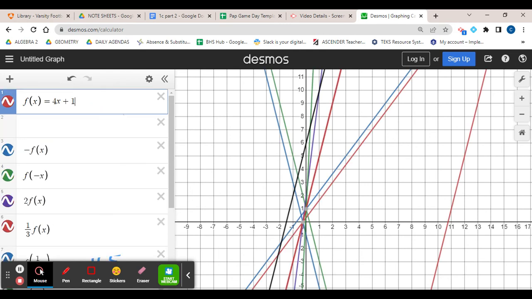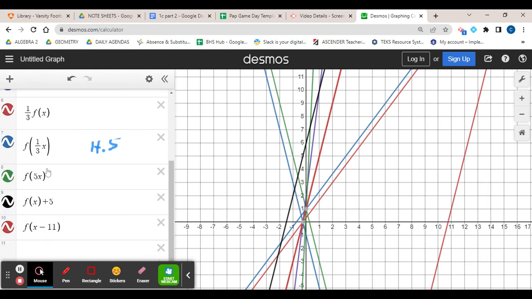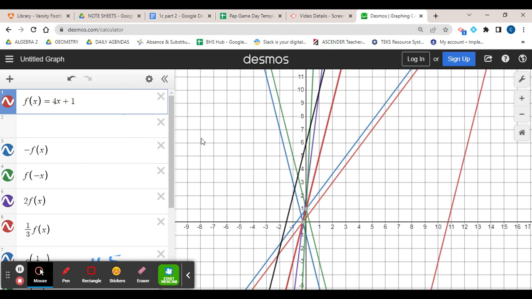Here's our original function of 4x plus 1, which is this one right here. And then here are all the transformations that we did that would have been done off that 4x plus 1 function. I know it looks like kind of a mess, but you could type in your original function right there and do all the manipulations of the transformations below that, and it automatically cranks that out.